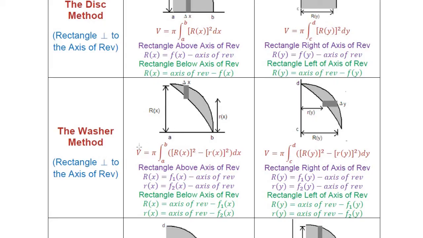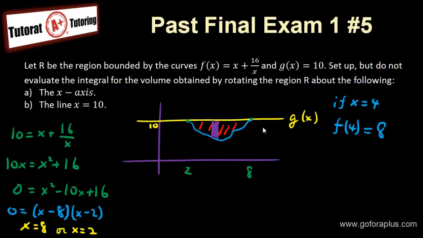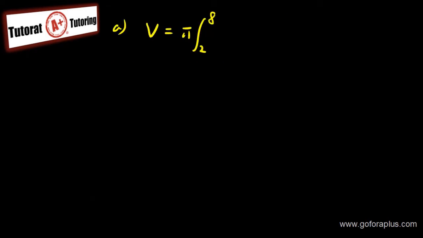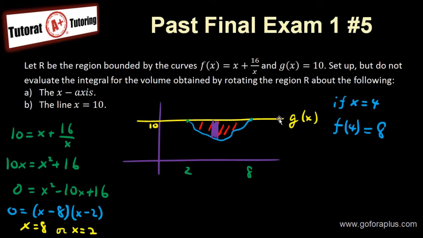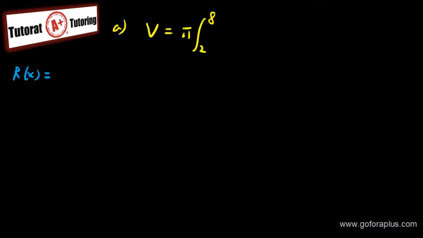So let's set it up. Question A. Washer method, so the x-axis. I know that my volume equals pi integral from a to b, so volume equals pi integral from 2 to 8, because this is from intersection 2 to 8. Then I need my big radius, which is the one on top. The one on top is basically 10. If it's radius squared, then that will be 10 squared.